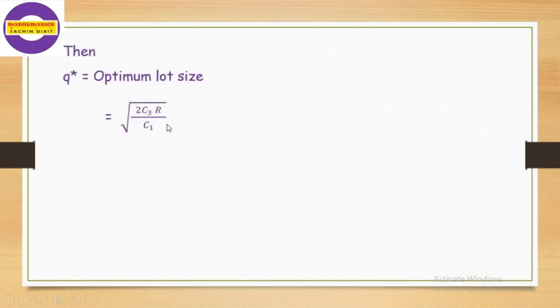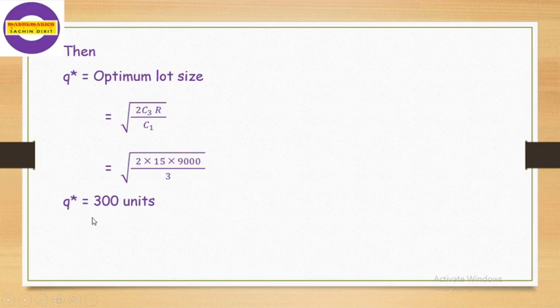Now Q star, that is optimum lot size, is given by under root of 2C3R upon C1. Then substitute the values. It is equal to under root of 2 multiplied by 15 multiplied by 9,000 divided by 3, which after calculation gives 300 units. Therefore Q star, that is optimum lot size, is 300 units.